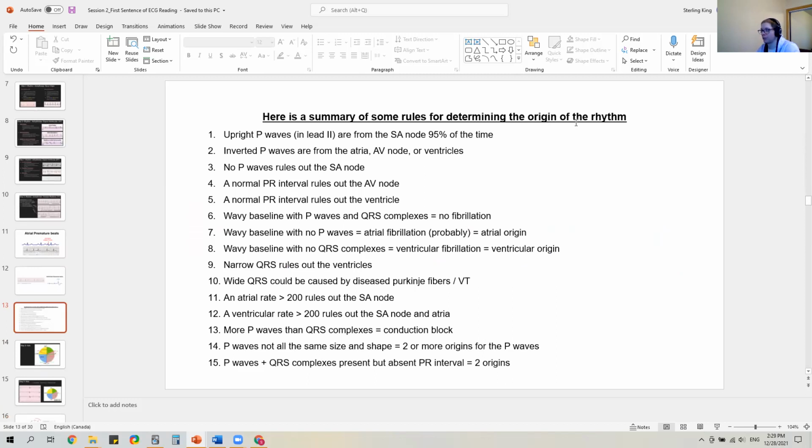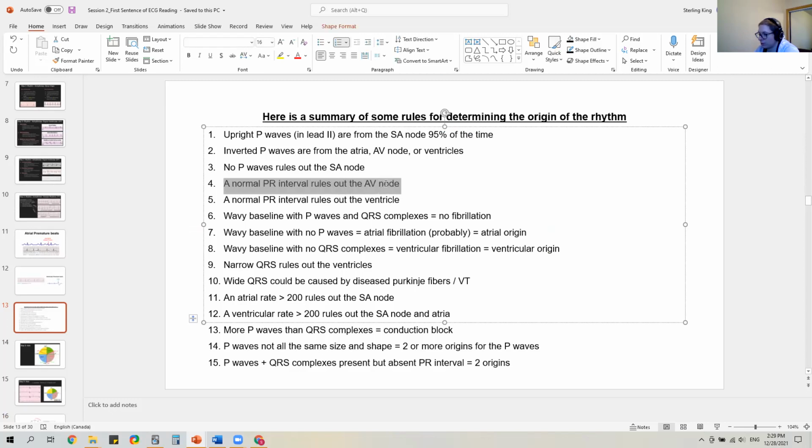This is a summary of some rules for determining the origin of the rhythm. We'll go through them quickly, but you can review these again on your own. If the P wave is upright, it's probably coming from the SA node. If the P wave is inverted, so it's going down, it's probably from something other than the SA node, like the atria, AV node, or ventricles. If there's no P wave, it's not the SA node. You can just forget about him. He is not doing his job.